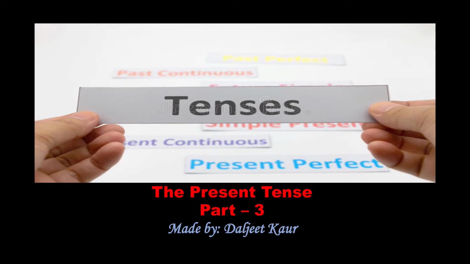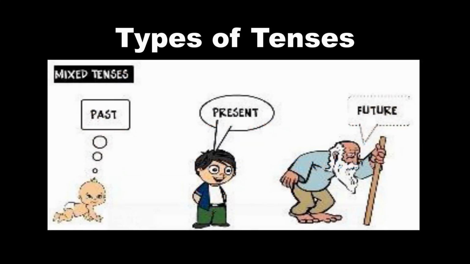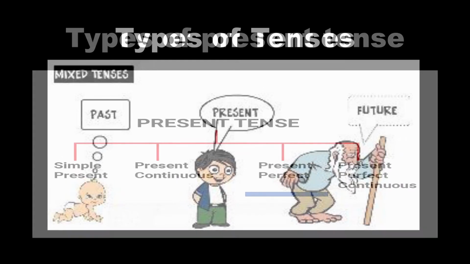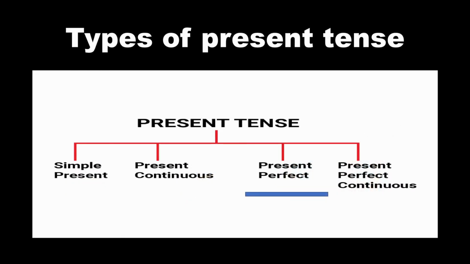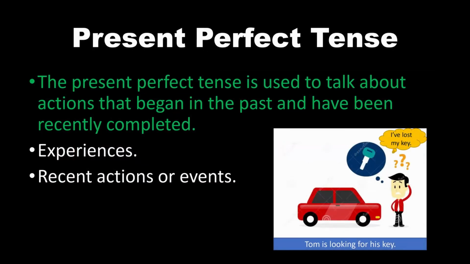Tense is a form of verb which tells us about the time of an action. Tense is basically of three types: past, present and the future tense. Each of these tenses can take four main aspects: simple, perfect, continuous and perfect continuous. In the present video, I am going to tell you about present perfect tense. The present perfect tense is used to talk about actions that begin in the past and have been recently completed.